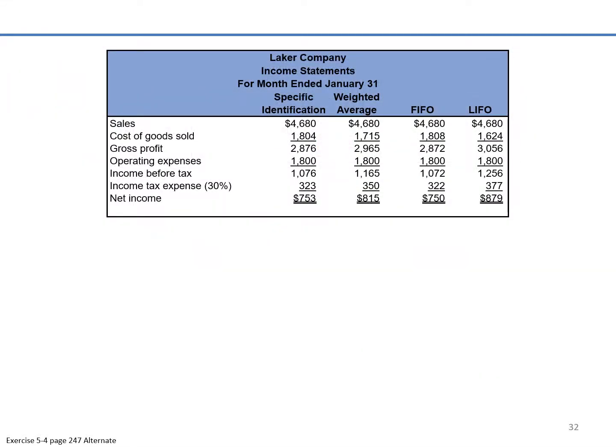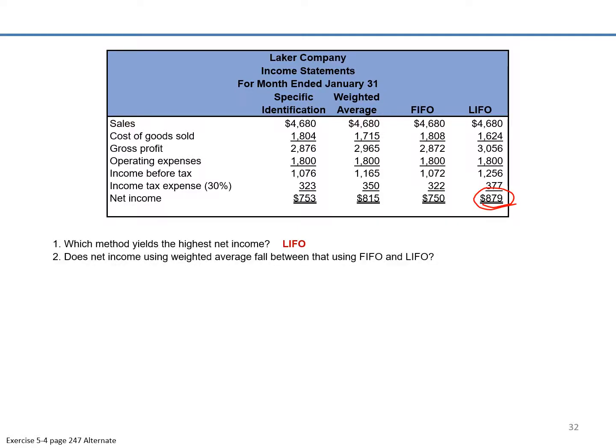And so if we're looking at all of our income statements together, which method yields the highest income? LIFO, right? Does net income using the weighted average fall between LIFO and FIFO? Does 815 fall somewhere between these two numbers? Sure does.